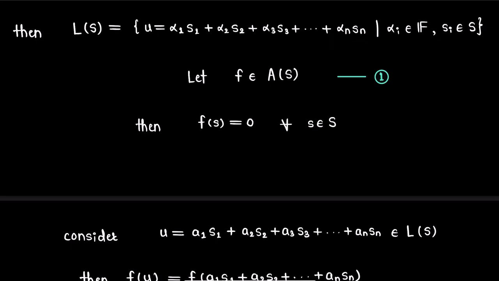Now let us consider f in the annihilator of set S, where f is a homomorphism. Since f is in the annihilator of set S, we will call this 1, we have f of s is 0 for all vectors s in set S.